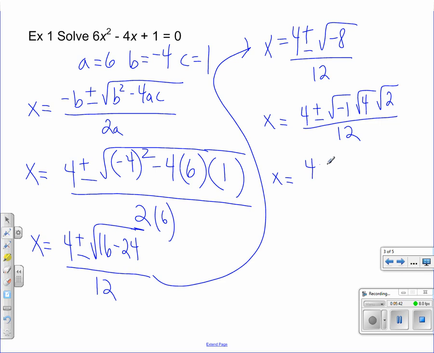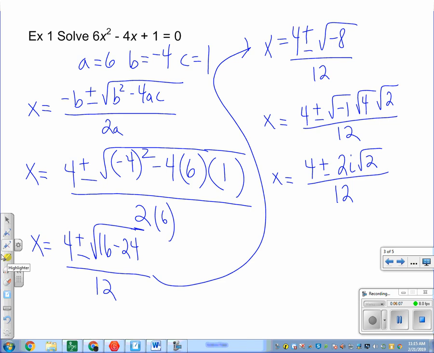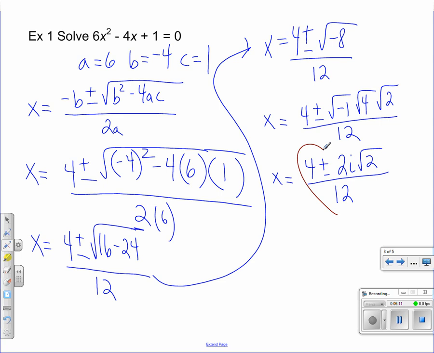So 4 plus or minus. Okay, now let's take a look at this part right here, the square root of negative 1 and the square root of 4. The square root of 4 is 2. I'm going to write the number first. The square root of negative 1, well, that's i. And then we get the square root of 2 over 12. Here at the very end, we want to look at the heart of the problem, or the answer, I should say. The heart of the answer. I call this the heart.